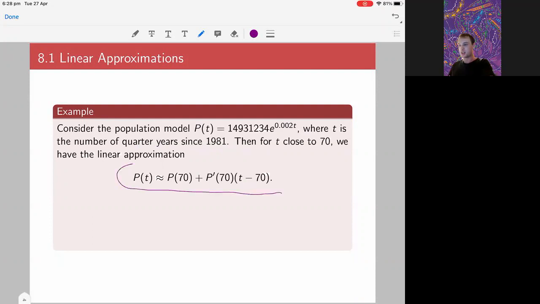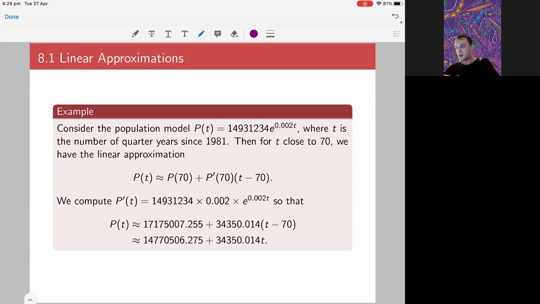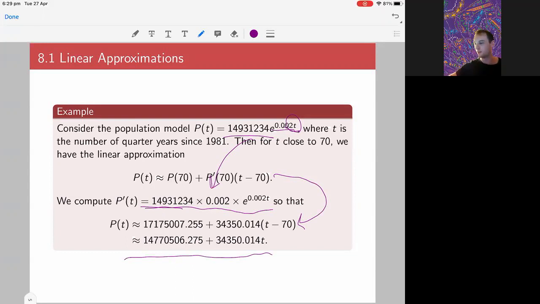Then this linear approximation tells us that this population should be close to P of 70 plus the derivative of P evaluated at 70 times t minus 70, because that's what our linear approximation was telling us. So in order to get an approximation, all we need to do is evaluate these two numbers here. Well, evaluating P of 70 is easy enough. We just have to plug in 70 there. On the other hand, if we compute the derivative, remember how exponentials differentiate? The constant just gets pulled out the front. The 0.002 also goes out the front. And we're just left with e to the power of 0.002 times t. In that case, this formula here becomes exactly that. And if we expand the brackets, we get this approximation here. So that's good. This is a linear approximation that might be useful in real life if for whatever reason we didn't want to deal with the exponential function.